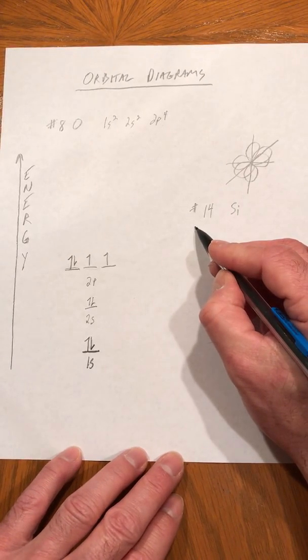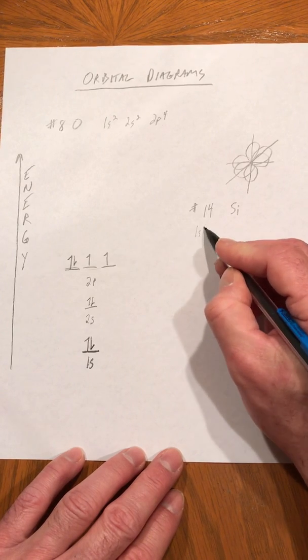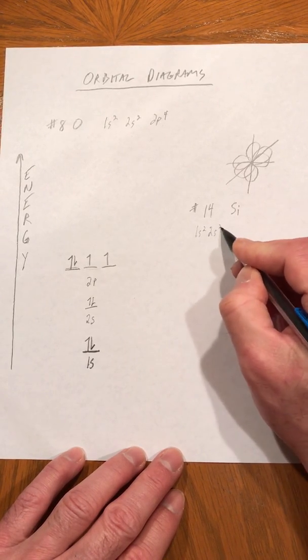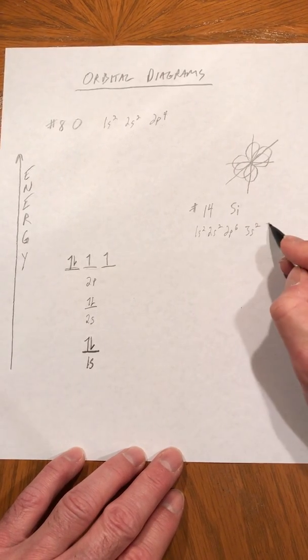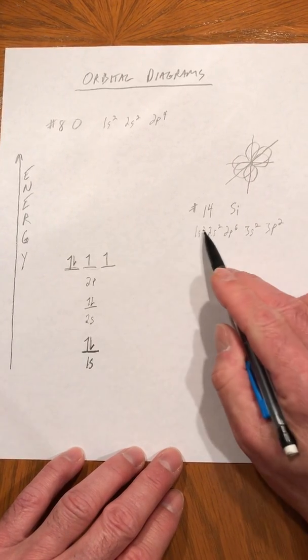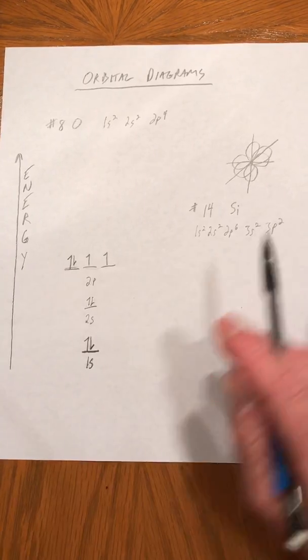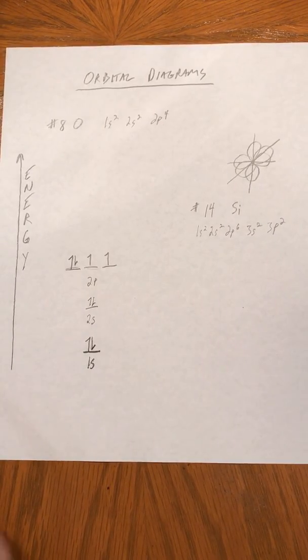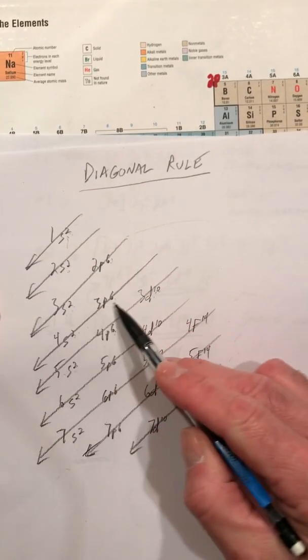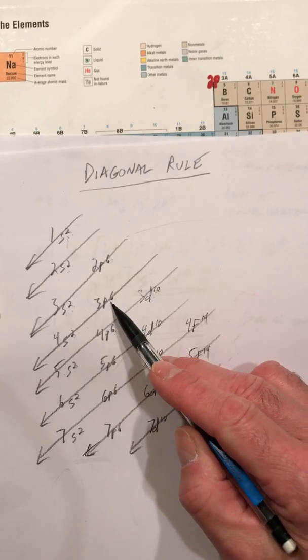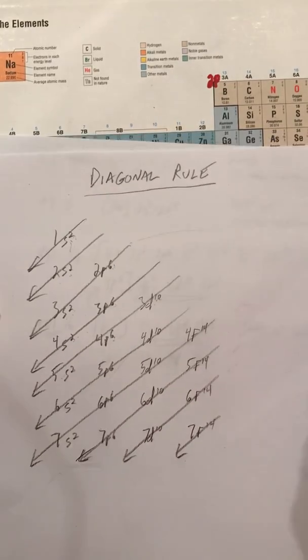The electron configuration is our starting point, so 1s2, 2s2, 2p6, 3s2, 3p2. That's 2, 4, 10, 12, 14 electrons. And again, we can use the diagonal rule to follow that pattern. 1s2, 2s2, 2p6, 3s2, 3p2, not 3p6, 6 is too many electrons.